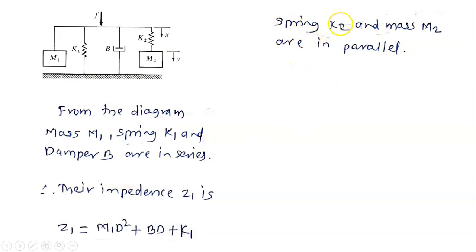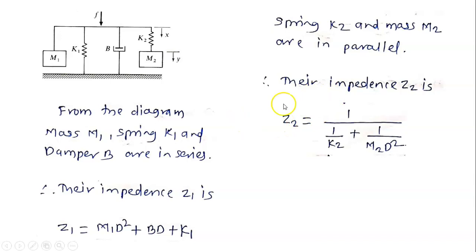Similarly, spring K2 and mass M2 are in parallel. Therefore, their impedance Z2 is. Now, when elements are in parallel, how do we write the impedance? Z2 is equal to 1 divided by 1 upon K2 plus 1 upon M2D square.